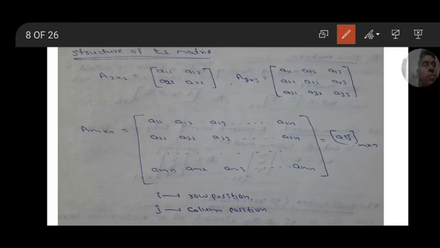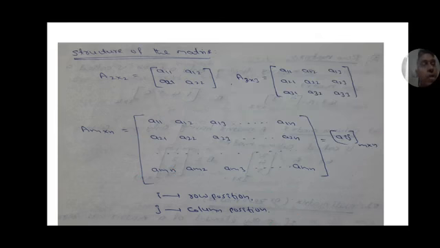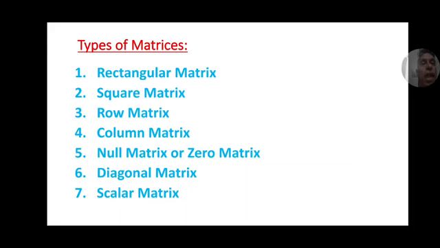Next, types of matrices. There are several types of matrices. First one, rectangular matrix, square matrix, row matrix, column matrix, null matrix or zero matrix, diagonal matrix and scalar matrix.